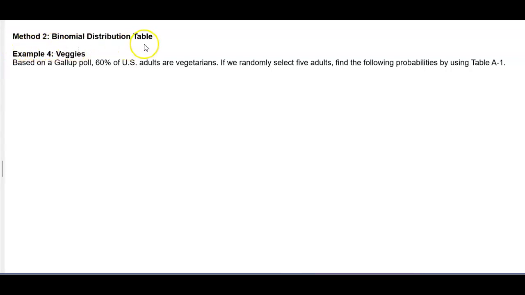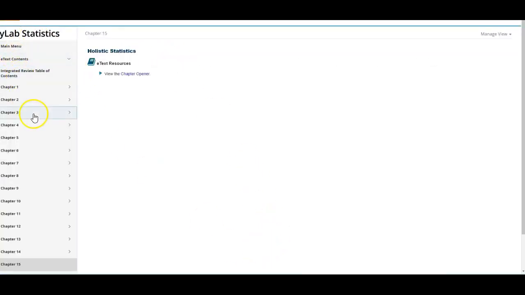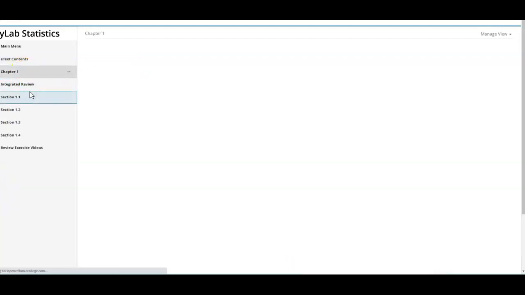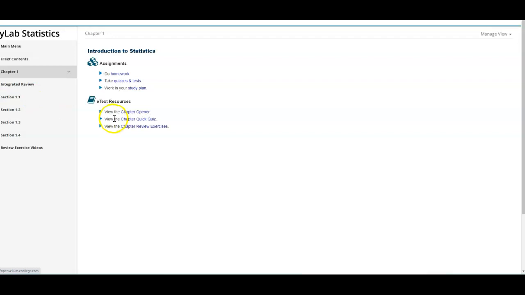Method 2, binomial distribution table. Now I want to show you the location of how to find this in the back of your book. So if you go to MyLab or MyMathLab, it doesn't matter where you select the e-text contents, it doesn't matter where you click. If you just open up the first section, say the chapter opener, it's going to open up the textbook.